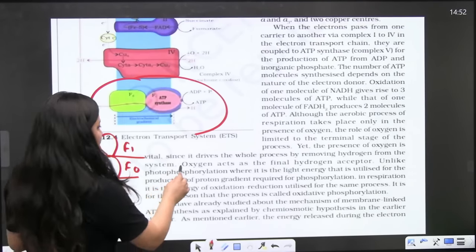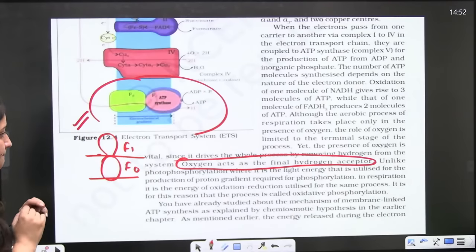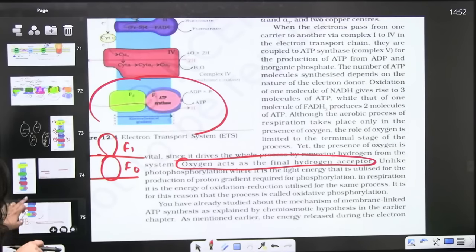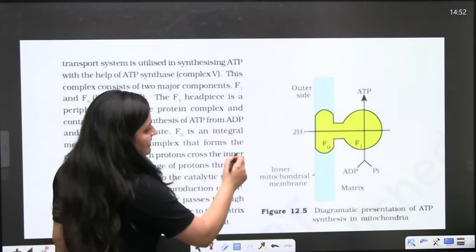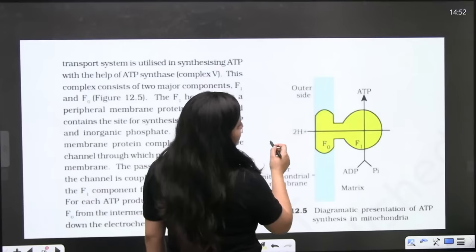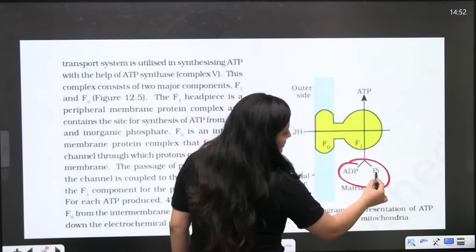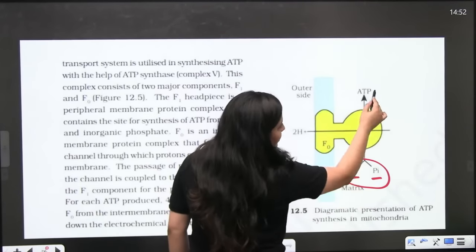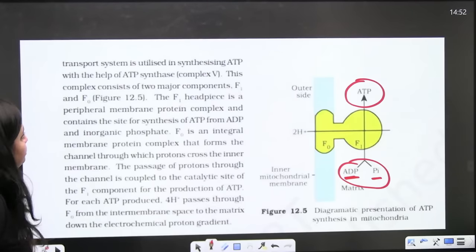Okay, so it is oxygen which is the terminal electron acceptor and the hydrogen acceptor. Done, bachche? Okay, so this proton gradient is going to help for the formation. So, you can see F0, there F1, 2H positive is coming. Actually, it is 3H positive, and this is how the inorganic phosphate will be added to ADP and ATP will form. Done, bachche?